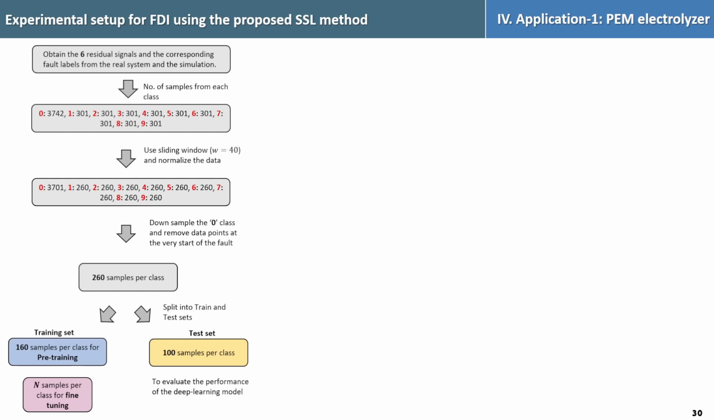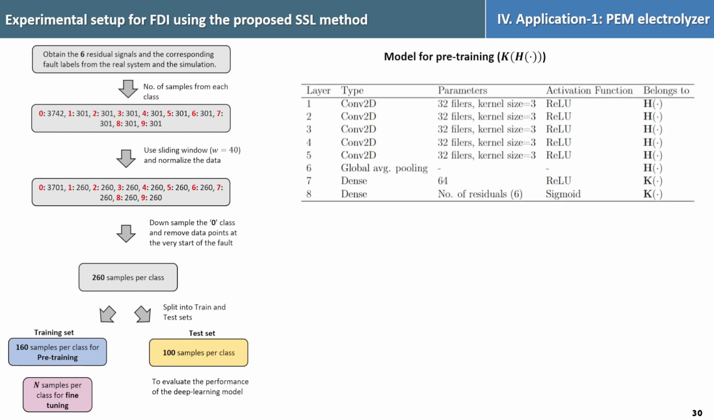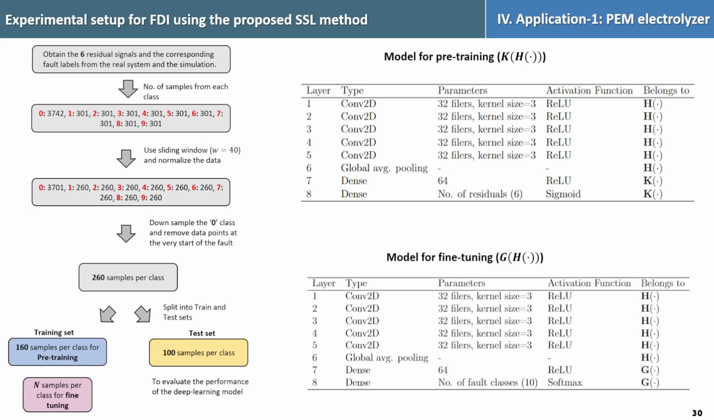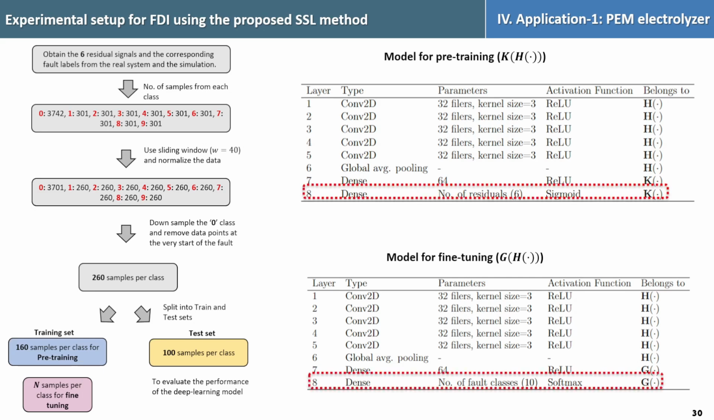In the pre-training phase, we use the KH model, where K is our classifier and H is the feature extractor. For fine-tuning, we modify the neural network with 10 neurons in the last layer representing the number of fault classes, and softmax activation. It is essential to replace the initial classifier with a new one due to the change in the task.